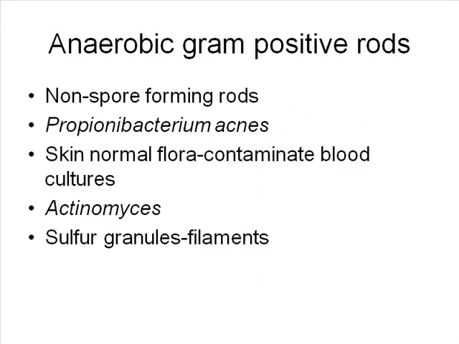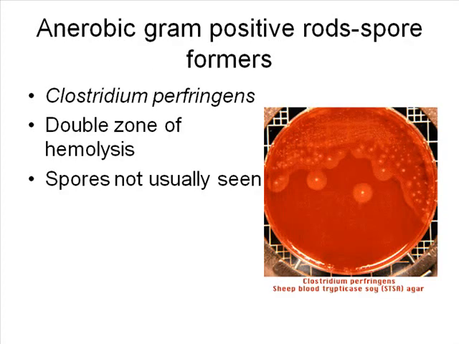Your anaerobic gram-positive rods are things like Propionibacterium acnes. This is the one that's on people's skin that can cause acne, and you can also contaminate your blood cultures with it. Actinomyces, as we said earlier, is your sulfur-containing organism, or your sulfur granules. Now, your anaerobic gram-positive spore-forming rod, we talked about earlier as being Clostridium.